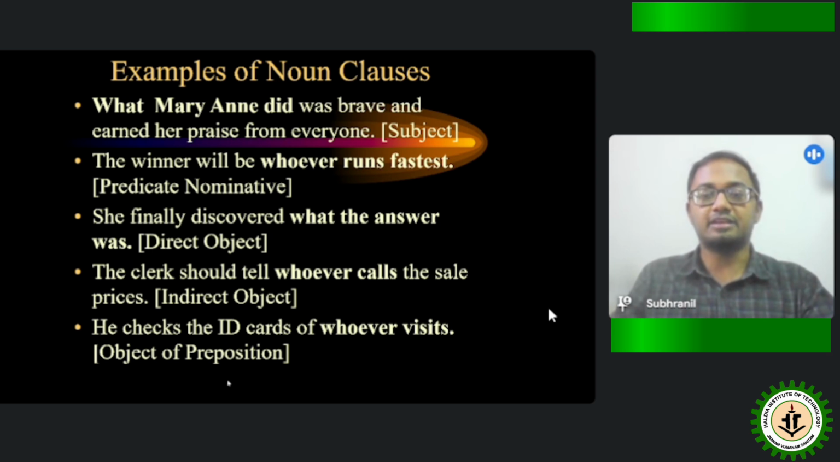She finally discovered what the answer was. So the object is indicated here directly. Direct object. Next, in the next example, you will see the object is pointed indirectly. The clerk should tell whoever calls the sale prices. Indirect object. He checks the ID cards of whoever visits. Object of the preposition.